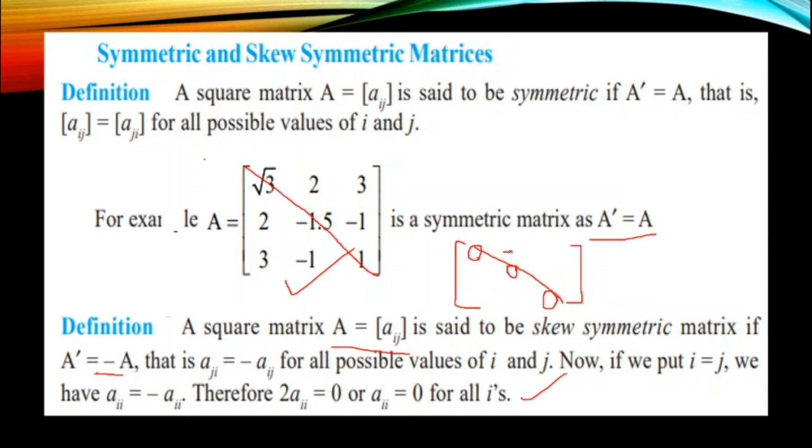And if this is negative 1, what will happen? This will be 1. And if this is 3, negative 3.